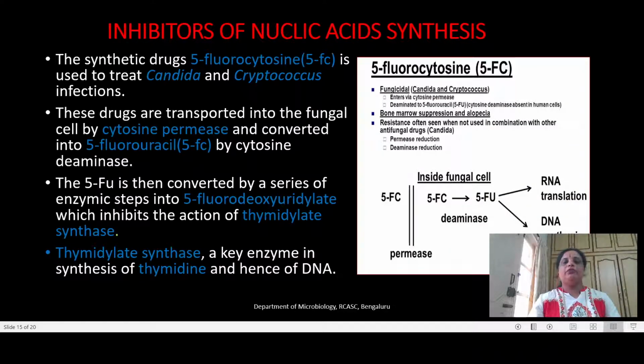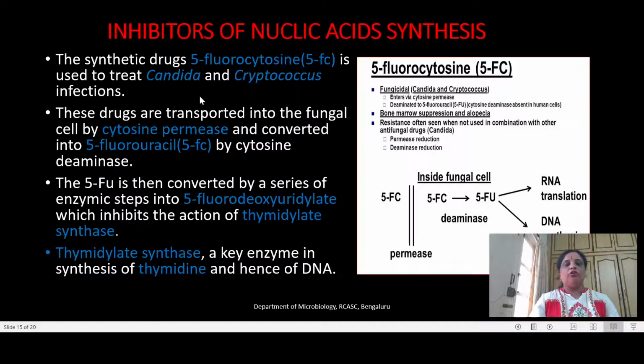And inhibitors of nucleic acid synthesis. There are certain antifungal agents, say for example 5-fluorocytosine. This 5-fluorocytosine is used in the treatment of Candida and Cryptococcus. You know, these are again unicellular fungi which cause various infections in humans.